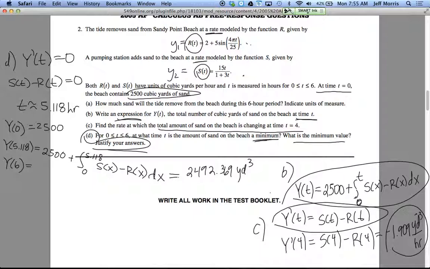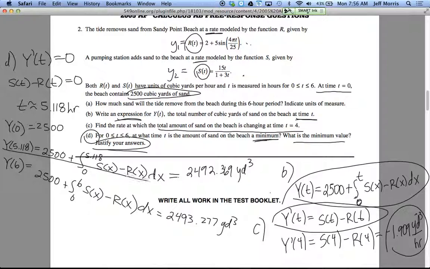All right, now, how do you do the next one? Tell me how to do the next one. 2,500 plus the integral from 0 to 6 of S of x minus r of x. By the way, you could have just hit second enter. It would have recalled your typing, and you could have changed the 5.118 to 6 to save yourself some time. What do you get for that one, Lizzie? 2,493. Look how close it was. 2,493 point what? 277. They were really close. Which one's the min then?